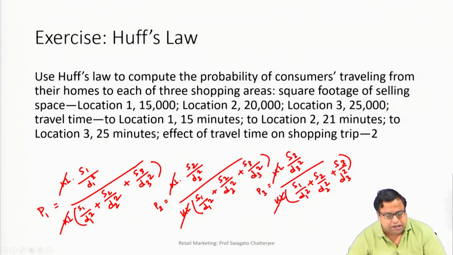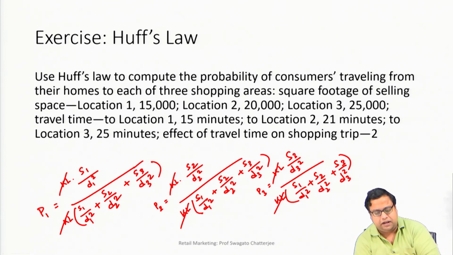So, if location 1 has 15,000 square feet of area, location 2 has 20,000 square feet, and location 3 has 25,000 square feet, and the travel times are 15 minutes, 21 minutes and 25 minutes, then what will be the effect of travel time on shopping trip 2? Basically, how will people choose which store to go to?